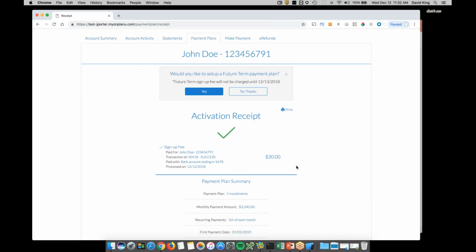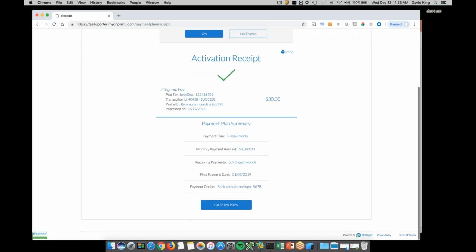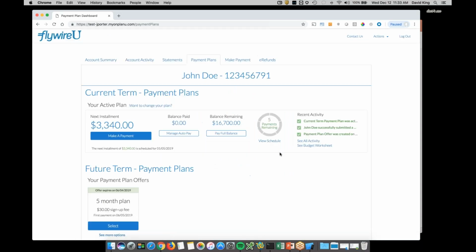Notice I had just completed setting up my payment plan for my current term, and the system, again, configurable. You don't have to offer this, but in this case, the system is saying, hey, while you're here, did you want to set up your next term's payment plan just to be convenient? So I could if I wanted to, but I'm just going to go to my plans.